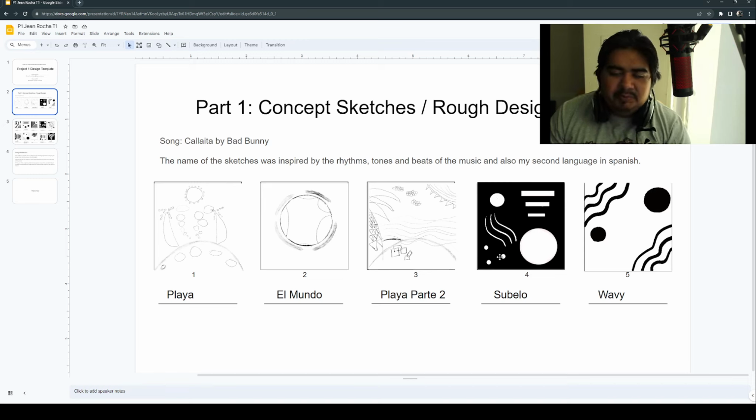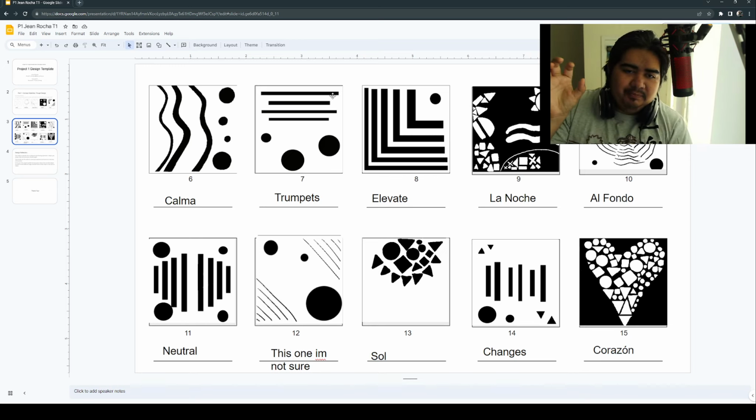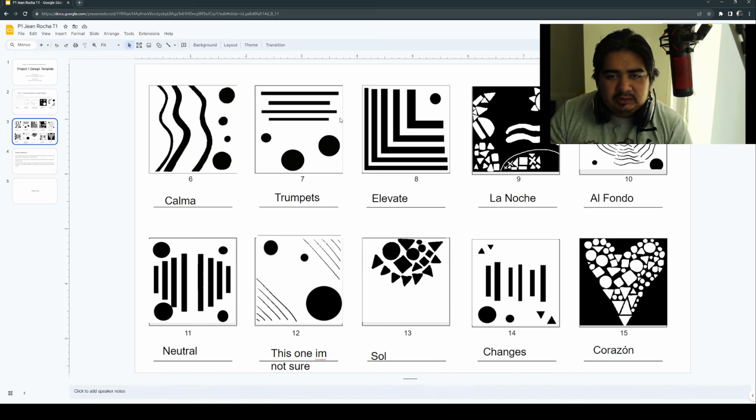The circles represent the tonal change of the song. The smaller circles represent the softer side of the song, while the bigger ones represent the hard beats thumping. Also the same with the lines over here, not the wavy lines, but these hard lines, which represent the soft and tone. So it goes from a high pace to a lower, softer pace.